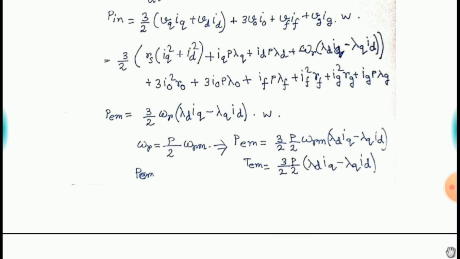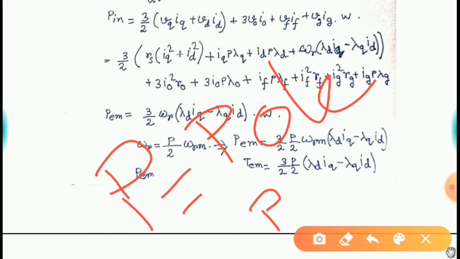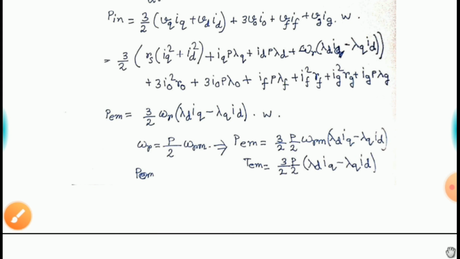Because capital P is pole, while small p gives us d/dt, right? Now this term is equal to TEM, so finally we get our torque, that is 3 by 2. Here this capital P is again pole, and these are our cross terms.